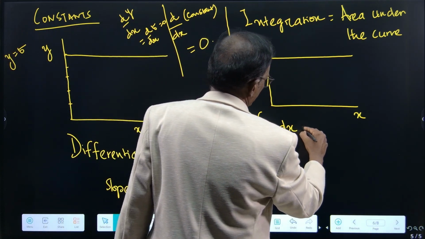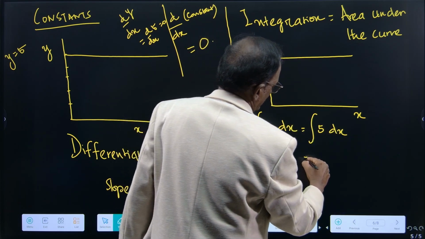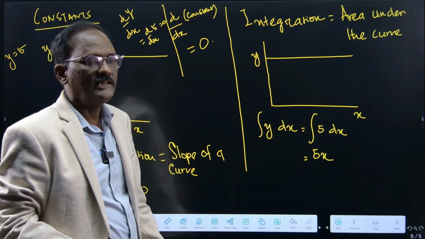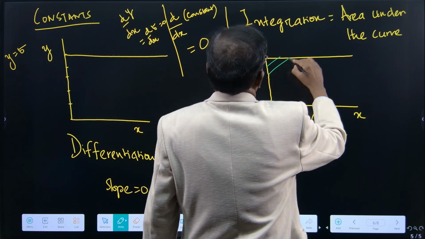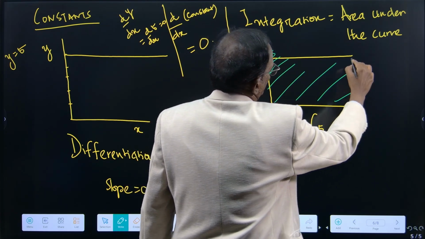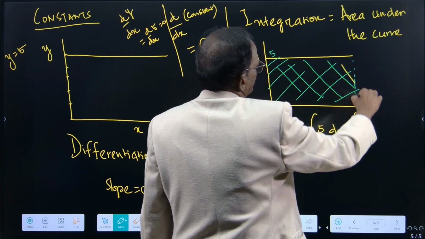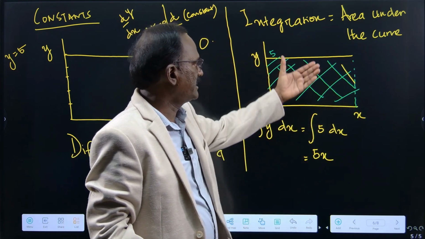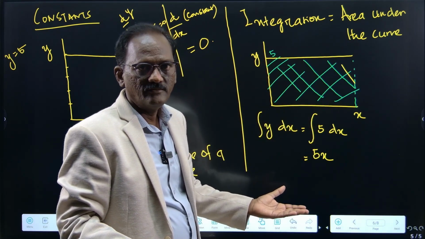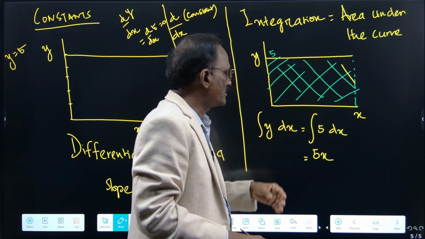Here, instead of y, let me write 5 into x. Area under the curve. This is the area under the curve. This value is 5, this value is x. Assume this is one rectangle. This is one rectangle, the area under the curve. Because this is a regular shape, 5 into x will be the value. So integral of 5 dx is equal to 5x.